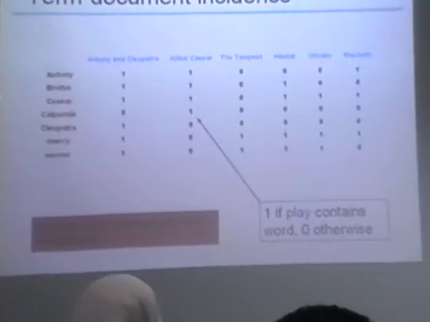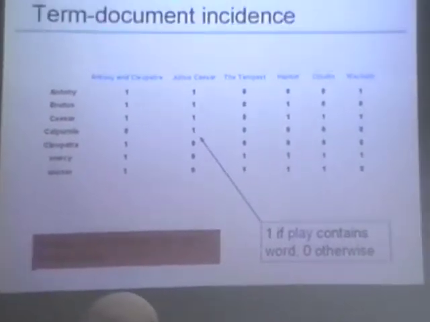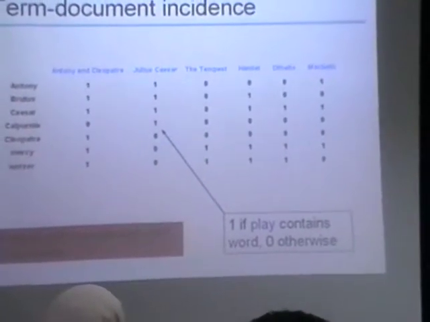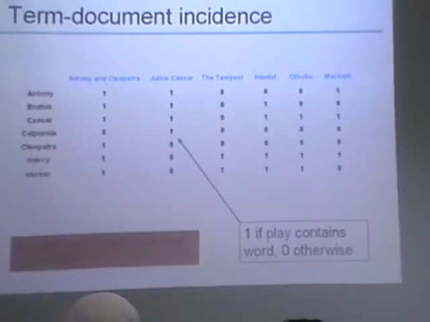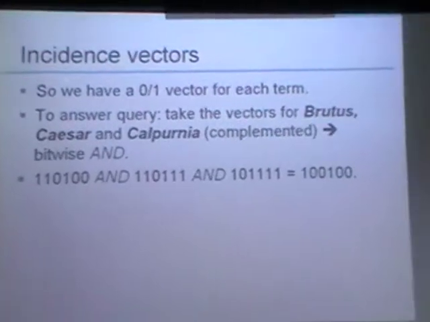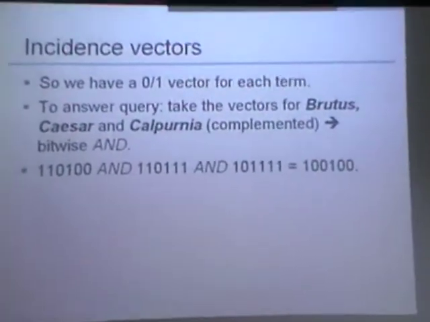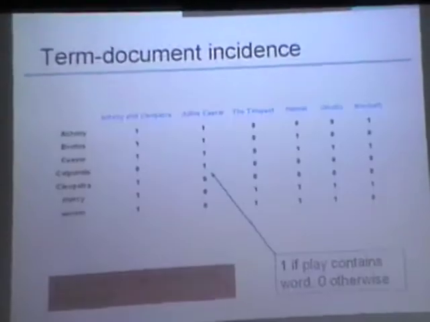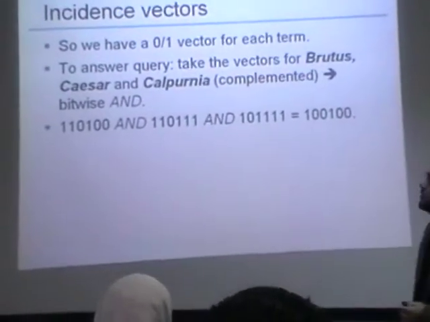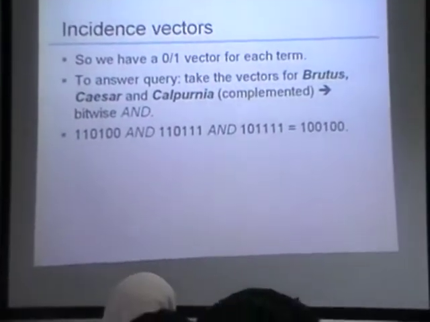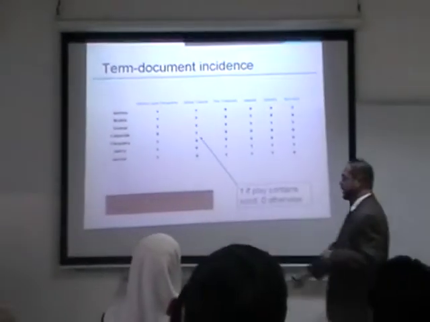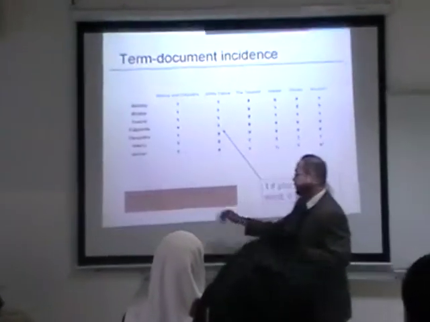And this is built offline, not at the time when the user comes and requests the data. So this is built offline. Now, when the user comes to request data, what we do is bitwise ANDing to find documents that contain the data. So here, for example, the user query says Caesar and Brutus, but not Calpurnia.